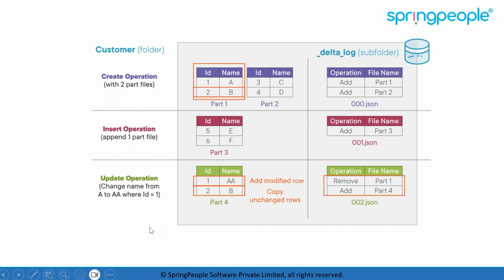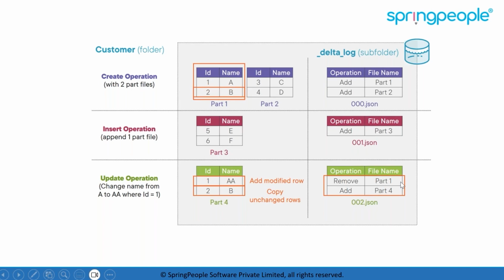And in case of an update operation, suppose I want to change a value where A can be changed to AA. In this case, what we are trying to do is, all the unmodified rows in partition 1 will be copied. 2 is unmodified, so I will be copying the 2 as it is. And then I will be updating this first record here, 1 as AA. So the log will be recorded like this for an update operation.